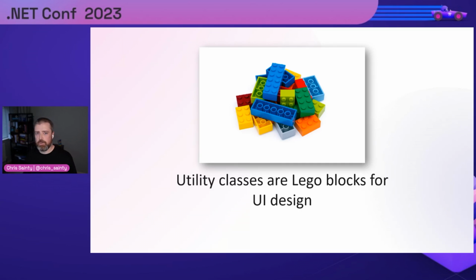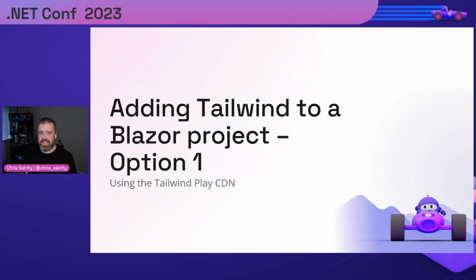Now we've covered a little bit of a high level of what Tailwind is. So how would we actually get Tailwind into one of our Blazor projects? We've got a couple of options we're going to focus on, but option one is using the Tailwind Play CDN. So what is the Tailwind Play CDN? Well, it's a really fast, quick way to get going with Tailwind. It's great if you want to try Tailwind out, but you don't want to make any big commitments yet, see how it works for you, your company, your application, things like that.